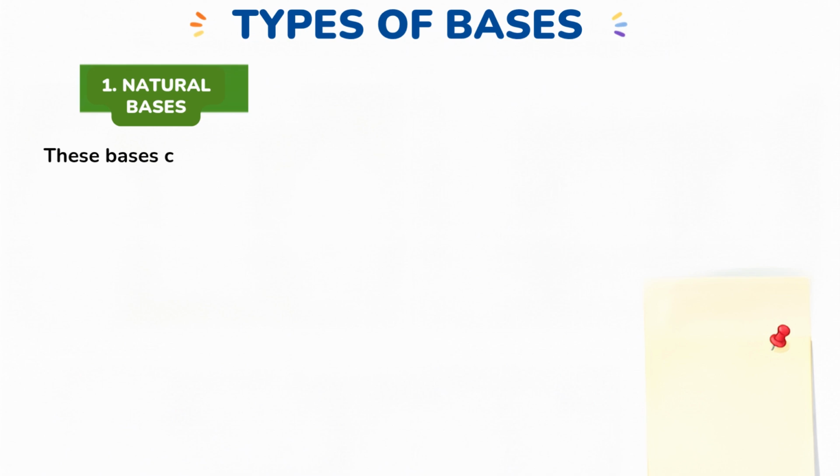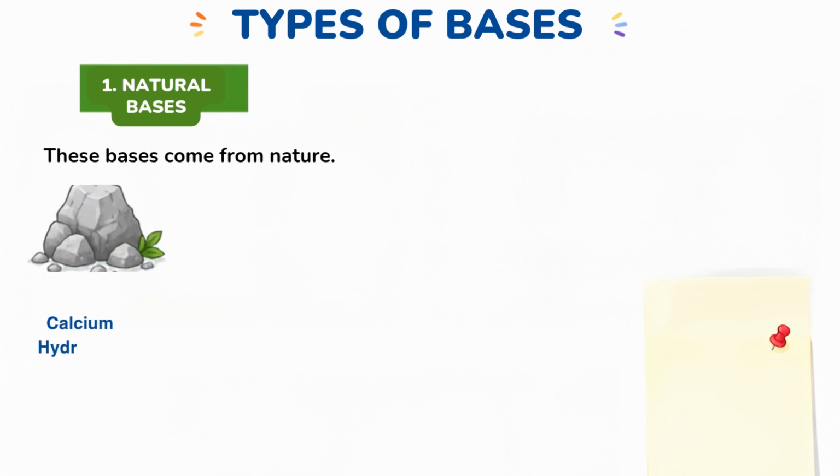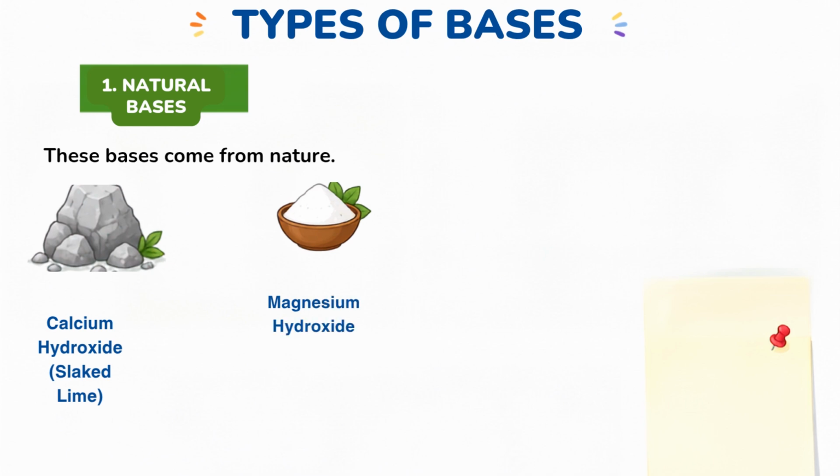Now types of bases. Like acids, there are two types of bases. First one is natural bases. These bases come from nature, like rocks and plants. Some examples of natural bases are calcium hydroxide, which is also called slaked lime, and magnesium hydroxide, also called milk of magnesia.